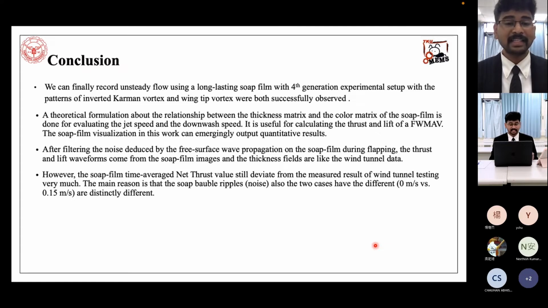Also, the second case is the difference between the wind speeds. The wind speeds which I have given are 0 meter per second versus 0.15. Due to the change in wind speeds, there is a slight change in the data matching.